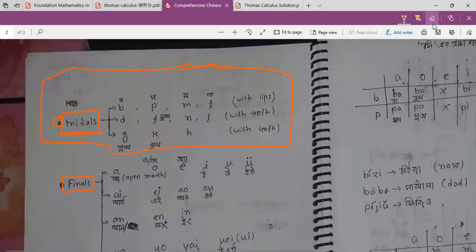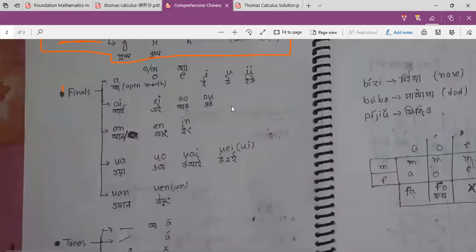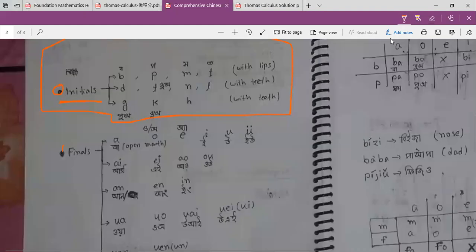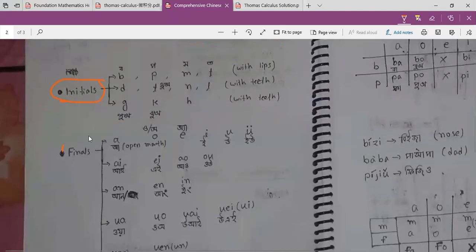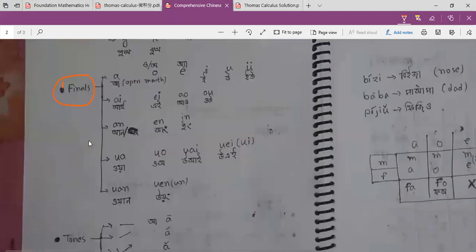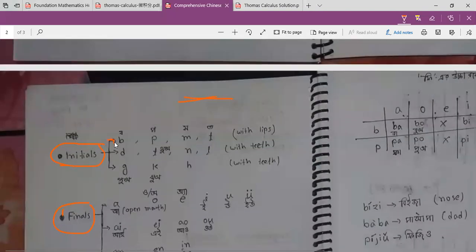So we have maybe three grammar points, or we have three points. One is initials, another is finals, and another is tone. Okay. So for this line, we say bo, po, mo, right?